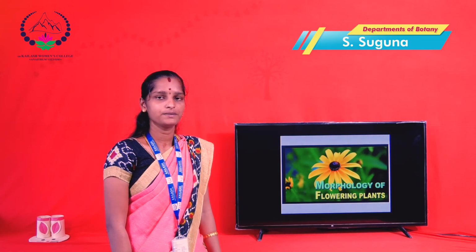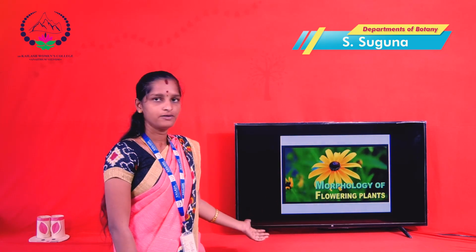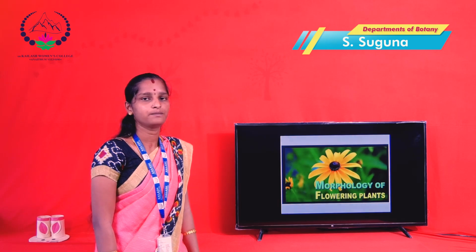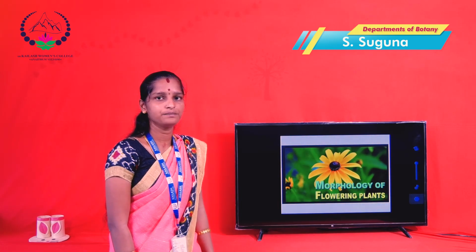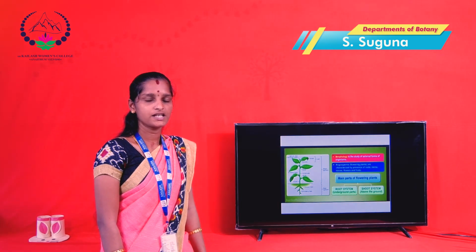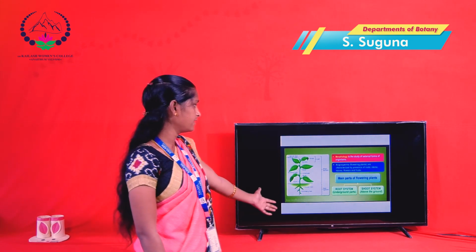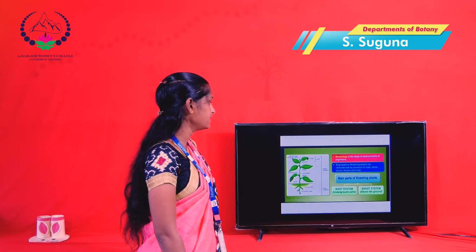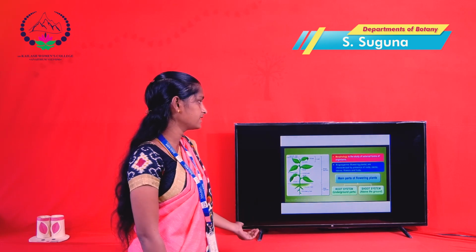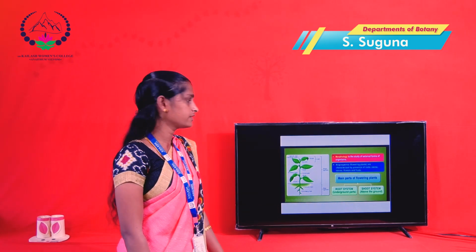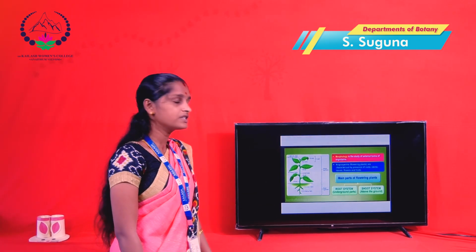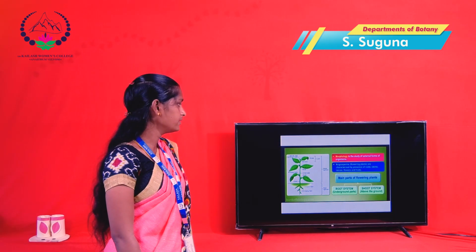Department of botany. Now I am discussing the topic of morphology of flowering plants. Morphology of flowering plants includes root, stem, leaves, flowers and fruits. Morphology is the study of the external form of organisms. Angiosperms are characterized by the presence of root, stem, leaves, flowers and fruit.